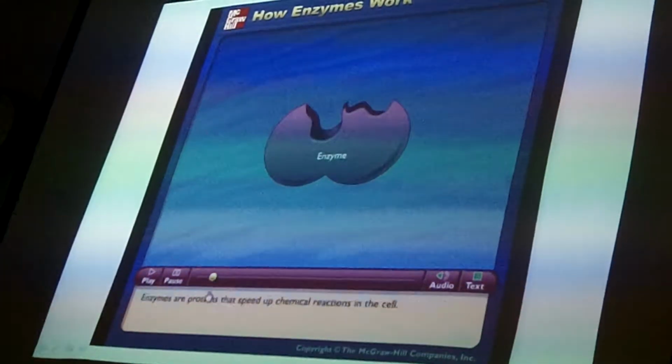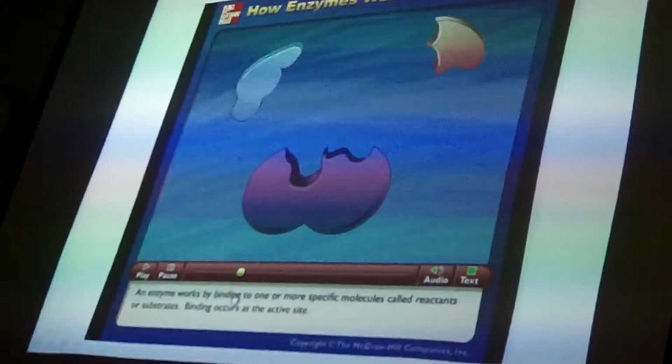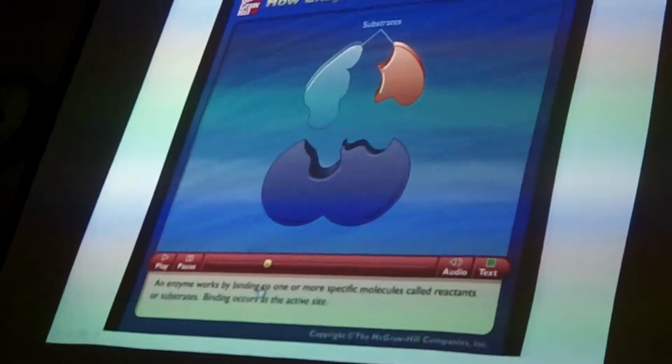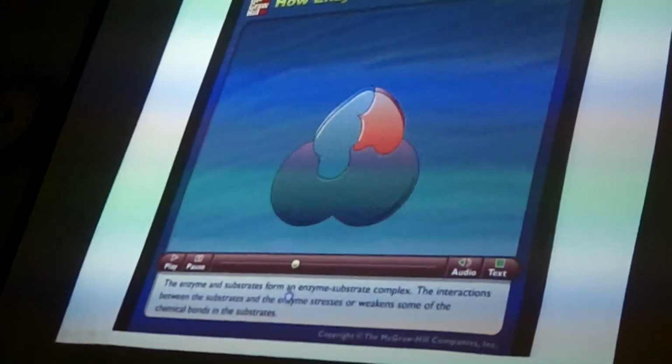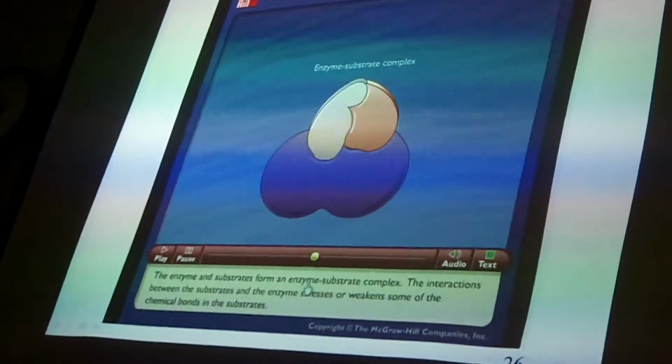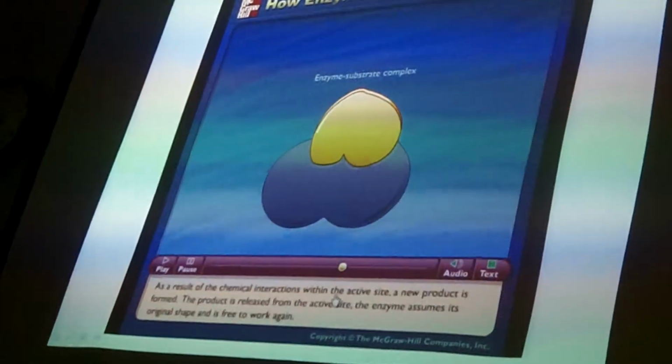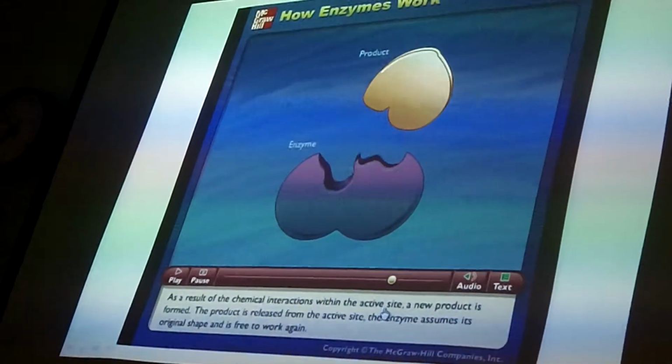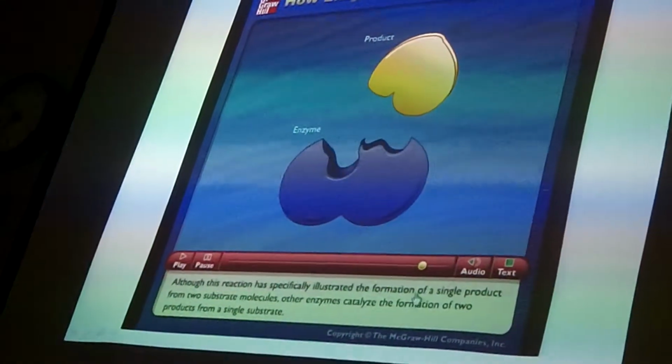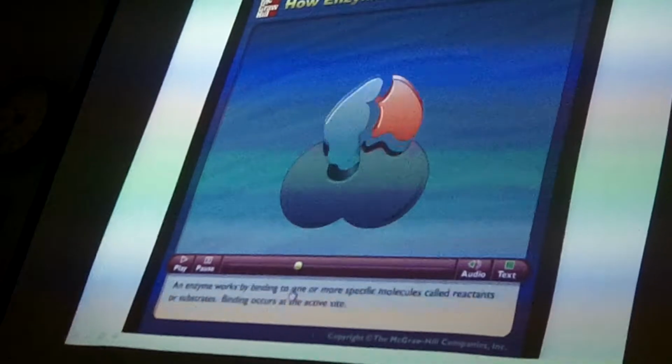Okay, so just real fast. Here's the enzyme. Here's the parts coming in. They click into place, and the enzyme helps cause them to come together, and then they leave. Isn't that exciting?